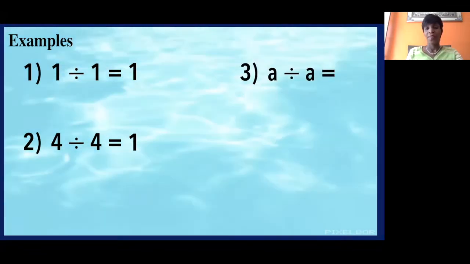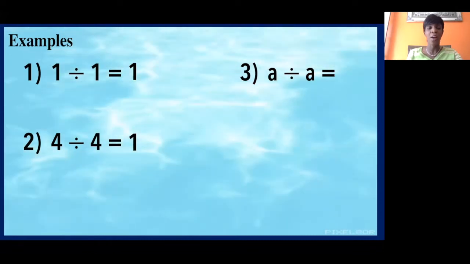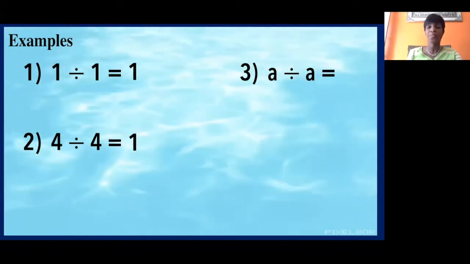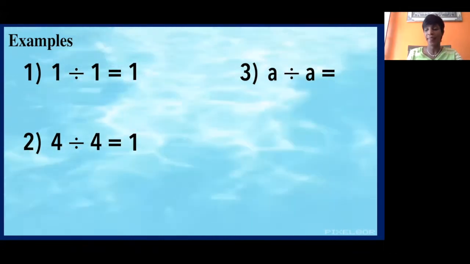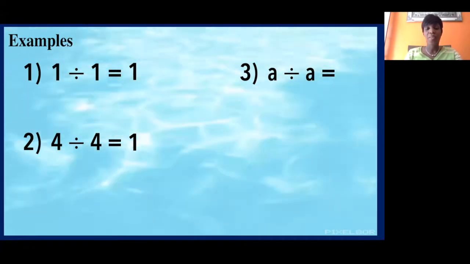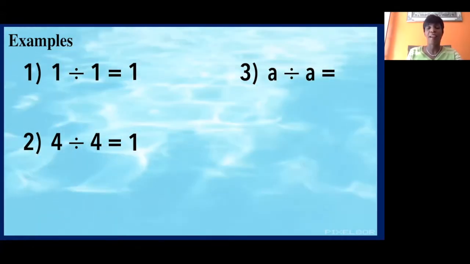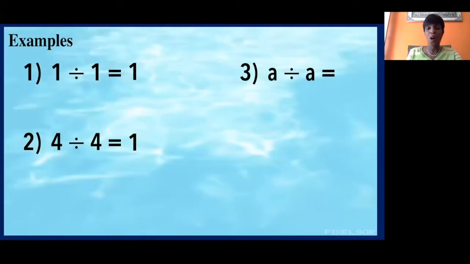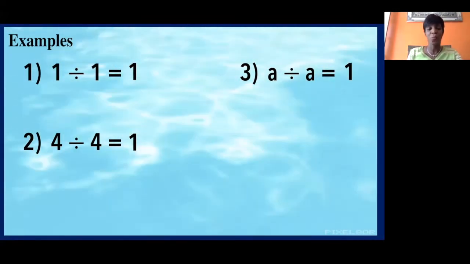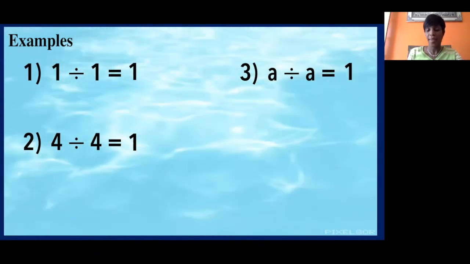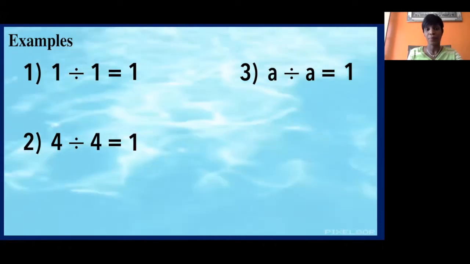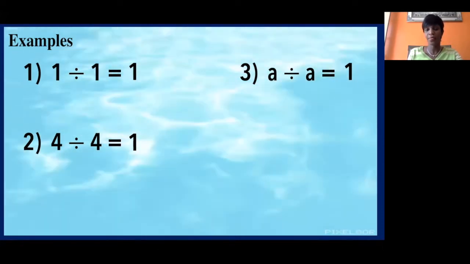Number 3. Now, I know you wonder why I had 1 divided by 1 and 4 divided by 4. So let's see how well you do on this one: A divided by A. If you said 1, you are correct. So the answer is 1. Let's look at number 4.